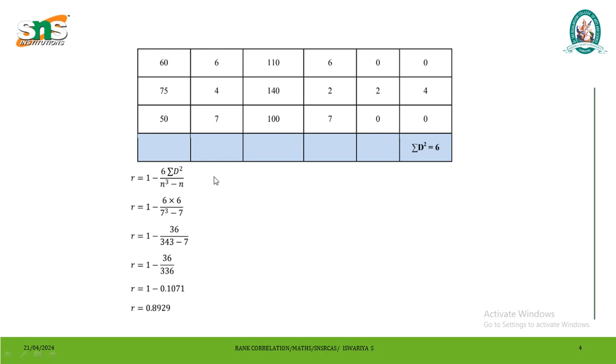After that I substitute all the values: 1 minus 6, the summation d square value will also be 6. So substitute 6 instead of summation d square, and we already know that the n value is 7. So instead of n I substitute 7. After all the calculation, I get an answer as R = 0.8929. So the rank correlation of this problem is 0.8929.